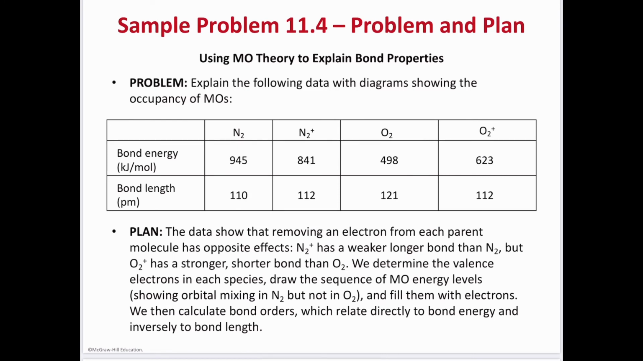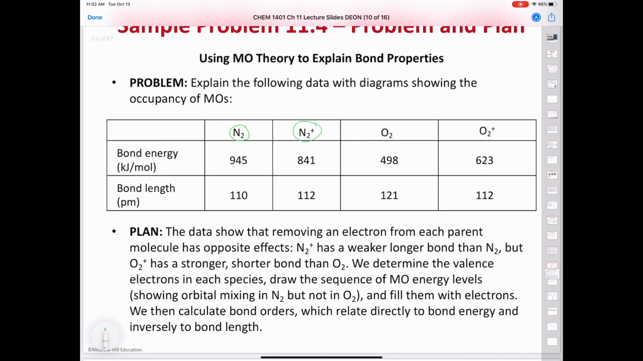It says here, explain the following data with diagrams showing the occupancy of molecular orbitals. And so we're going to compare N2 with N2 plus, and then we're going to compare O2 with O2 plus. And you see that the trend here is that when we go from N2 to N2 plus, we end up decreasing the bond energy, so we get a weaker bond and the bond length increases slightly. When we compare O2 and O2 plus, we actually increase the bond energy, so we get a stronger bond and the bond gets shorter. And so our plan is going to be as is outlined right here.